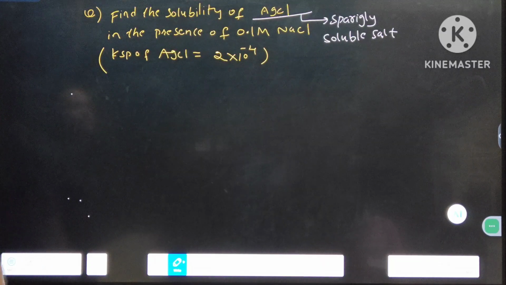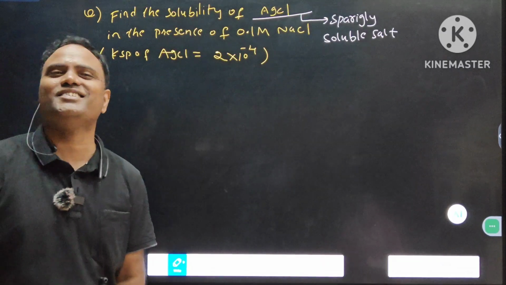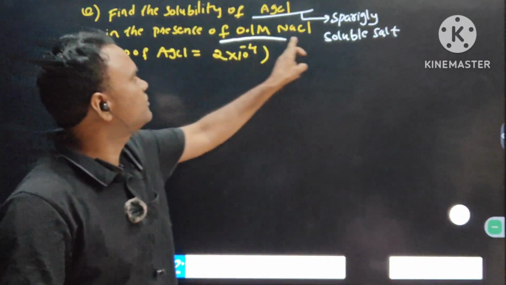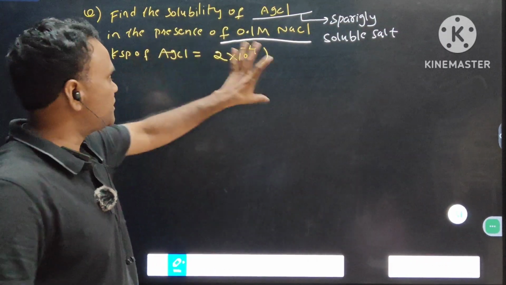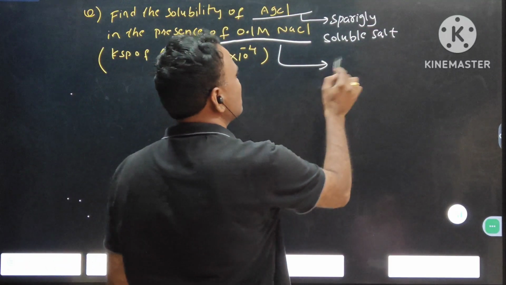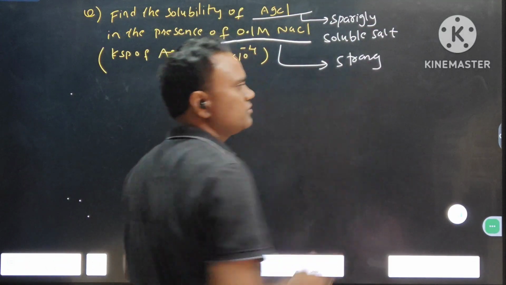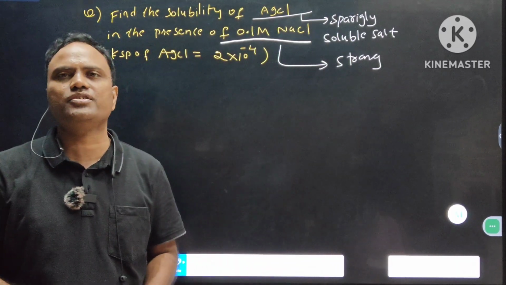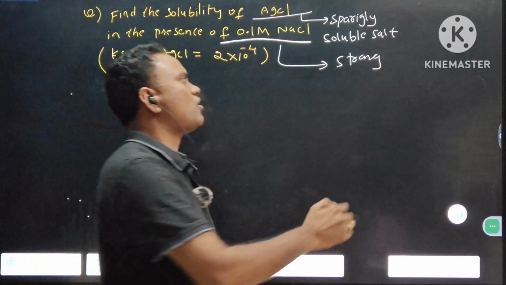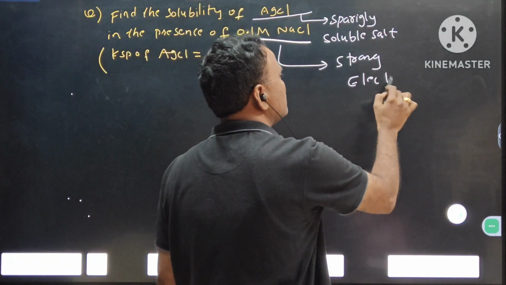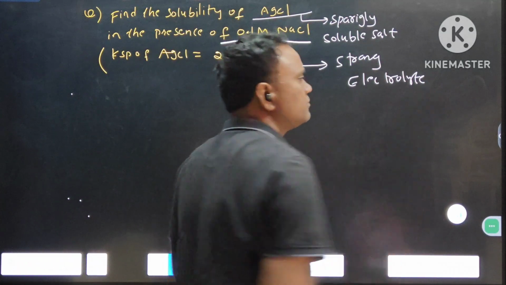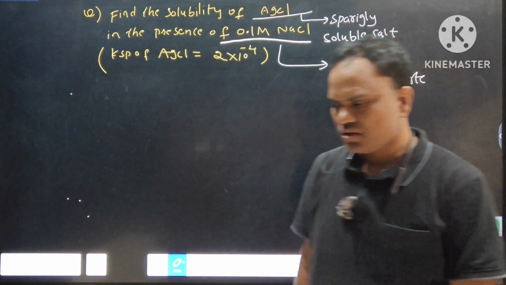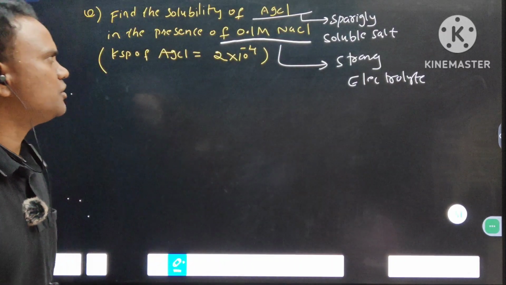Find the solubility of AgCl. So AgCl is the sparingly soluble salt. In the presence of which salt are you going to calculate? In the presence of some salt, that will be the strong electrolyte. Simple logic. So in the given data, you have to identify which is a sparingly soluble salt and which is a strong salt or strong electrolyte. This is very, very important. Right. Now see the procedure.